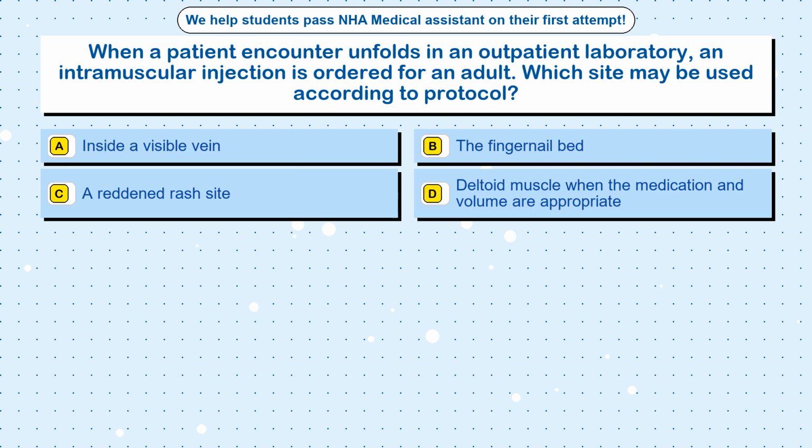Question 18. When a patient encounter unfolds in an outpatient laboratory, an intramuscular injection is ordered for an adult. Which site may be used according to protocol? Option A, inside a visible vein. Option B, the fingernail bed. Option C, a reddened rash site. Option D, deltoid muscle when the medication and volume are appropriate.